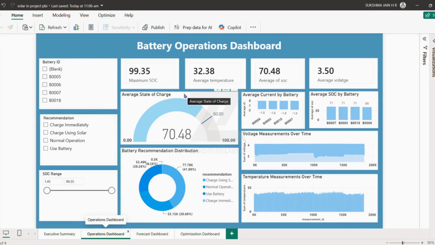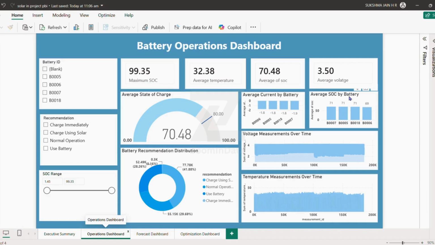Next, charge gauge. The gauge provides a quick visual indication of the current average state of charge. In this project, the average SOC is approximately 70%, which indicates that the batteries have sufficient energy available for operation. Next is average current by battery. This chart compares the average charging or discharging current of each battery, allowing operators to identify differences in battery usage.